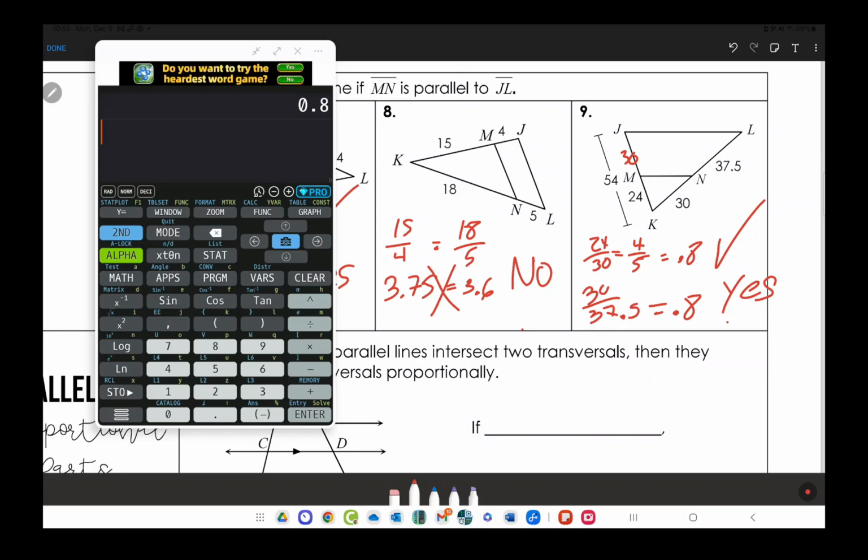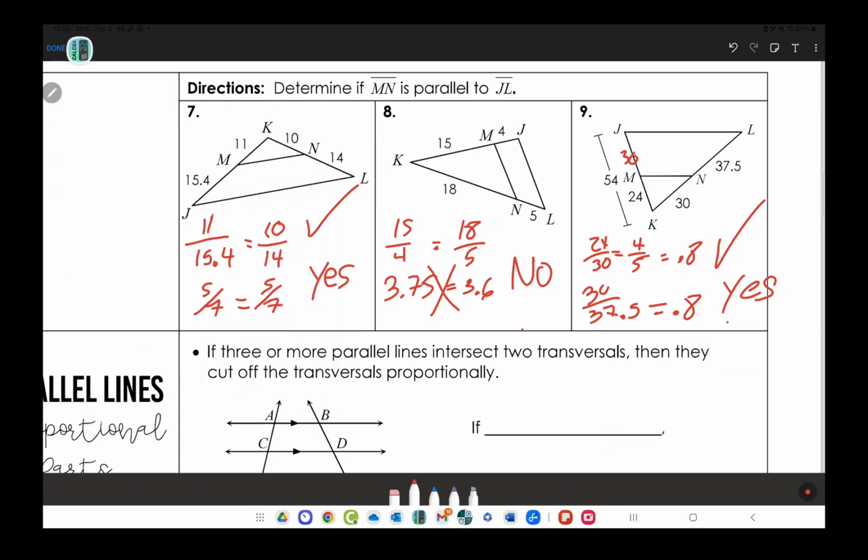So in those, you just have to show that the ratios are equal. If they are not equal, they are not parallel. If they are equal, they are parallel. Simple enough. All right, any questions on the first part?